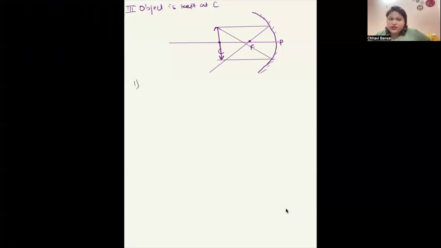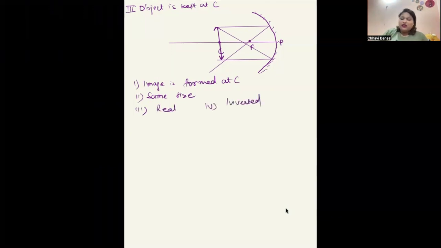So what is the image formation? Image is formed at C. Second, same size. Third, real. And fourth, inverted. Right? Very easy, right? Let's do one more case. Fourth case, object between C and F.